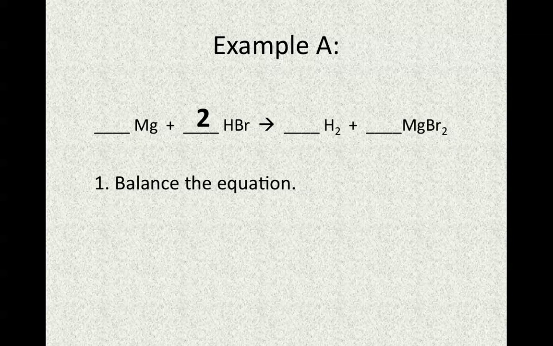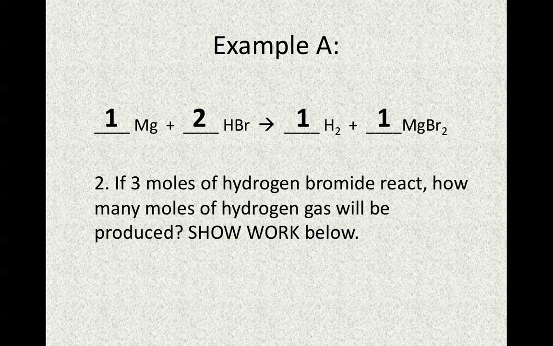So balancing this one, we need to put a 2 in front of the HBr, and then 1's go in front of everything else. Now, if I have actually 3 moles of hydrogen bromide to react, how many moles of hydrogen gas is going to be produced? So we're looking at changing the amount of HBr and then seeing how much hydrogen gas we're going to then produce.